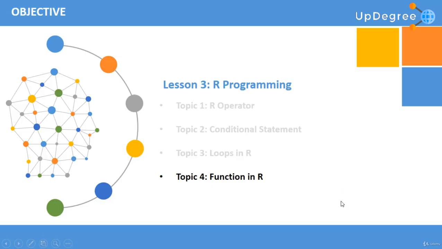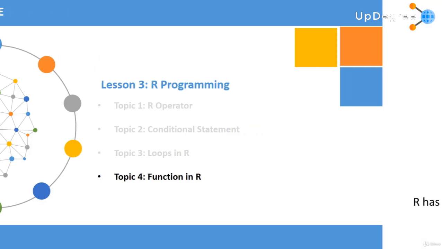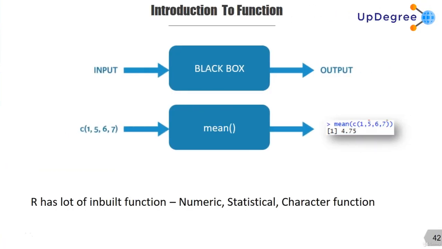Now in this video, we are going to learn about functions in R. So what is a function? The function is exactly the same concept as in any other language. It's like a black box. You give input, and based on the problem the function tries to solve, it gives you the output. Like a function called mean: whatever it gets as input, it gives you output.